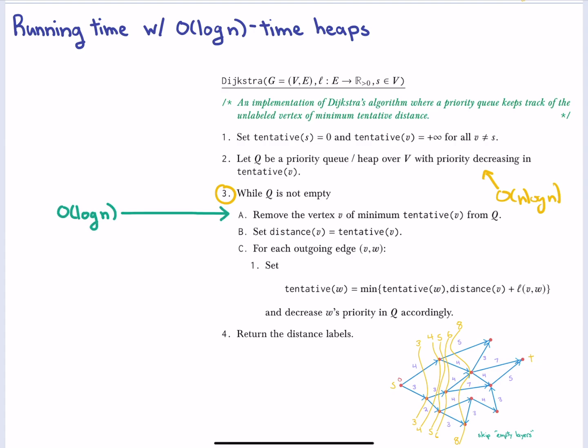So this is n iterations, and the first step, to remove a vertex, will take log n time. So that's n log n right there. I set the distance, and now I look at each outgoing edge and potentially update that priority. Again, an update also takes log n time. Now, how many times total will I execute this step 3.c? How many times will I loop over edges?